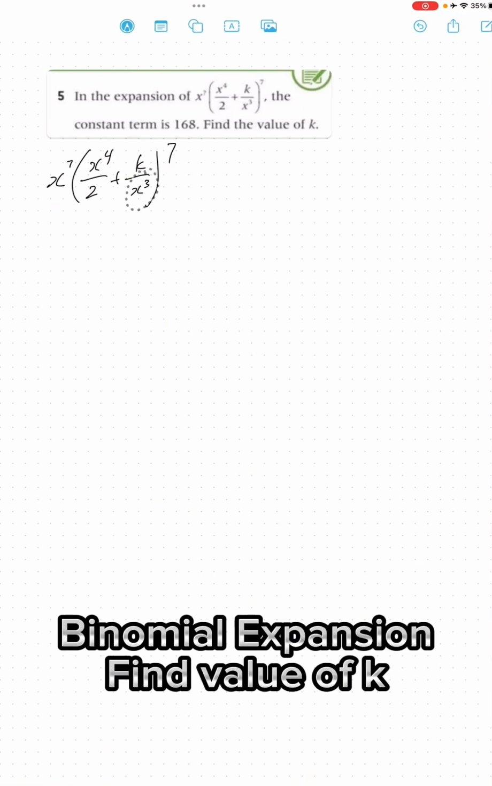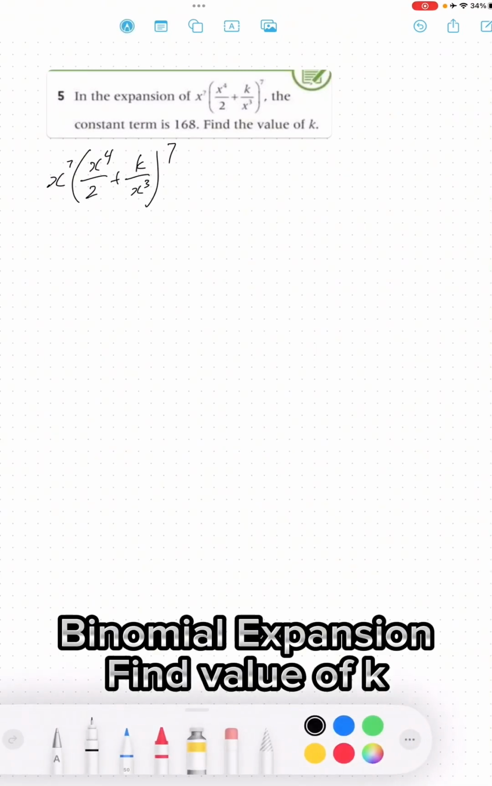Well, since we have an x to the power of 3 in the denominator here, we can't take the last term, because obviously the last term is going to have an x in it. So what we're going to do is find out which term in this expansion has the constant term. There are going to be 8 terms because it's the power of 7. Then the power of x has to be 0. So let's find that out.